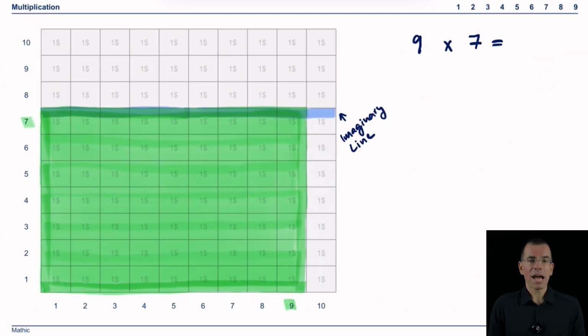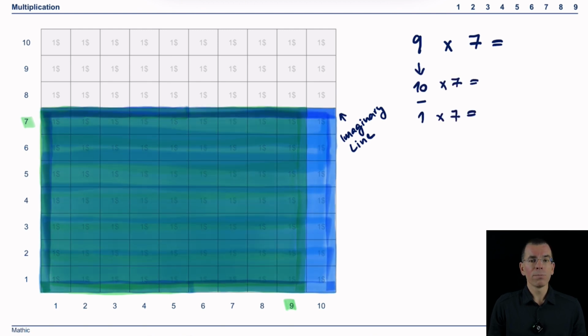9 times 7. Our favorite number 9 is back. As 9 is 10 less 1, we multiply 10 times 7 first, subtracting 1 times 7 to get the magical 63.